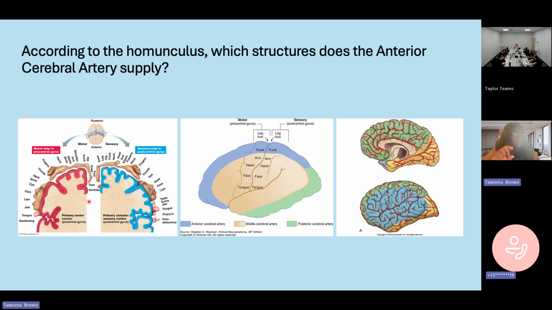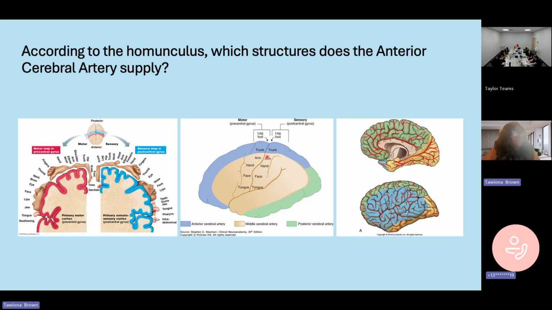Now, if we move out here, we're not on the slide yet, but I'm going to talk about it because we're at the homunculus. If you move out along the lateral aspect of the brain, this is all supplied by the middle cerebral artery. So as you can see, if there's damage to the middle cerebral artery, most of the impairment or the effect is going to primarily be through the upper extremity, all the way from shoulder to hand, and in the face. And that's going to be for both motor and sensory.